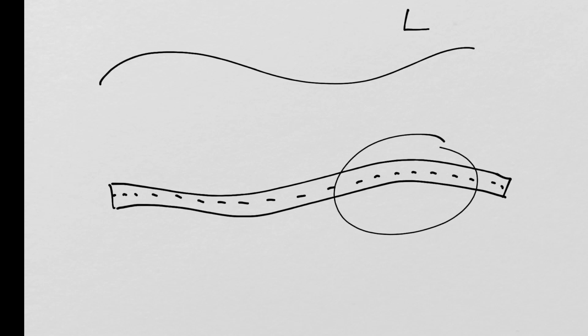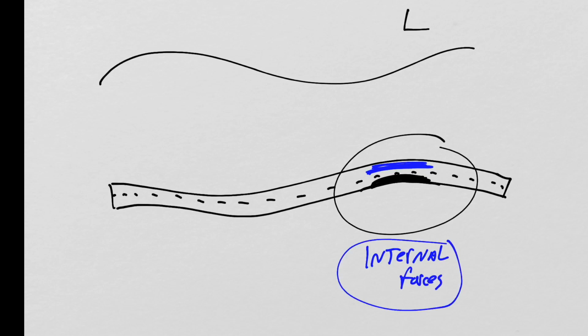The problem is that when a guitar string bends, in this region, you can see that this part of the string is actually compressed, and this part of the string, the part above it, is actually stretched. So there's a stretching and a compression, and these give rise to internal forces inside the guitar string. And those internal forces have a significant effect on the string's vibration.